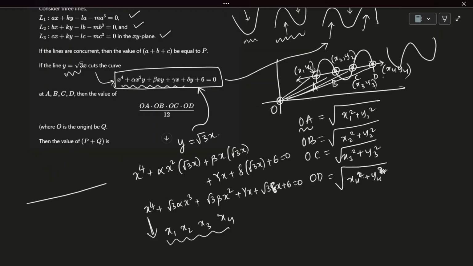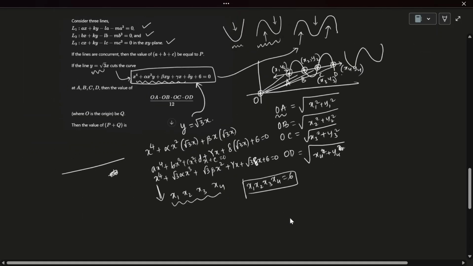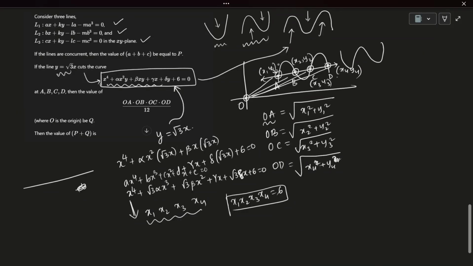From this we get the product of the roots. So the product of the roots x1, x2, x3, x4 is equal to 6. We have to compare with ax^4 + bx^3 + cx^2 + dx + e = 0. Generally the product of the roots is e by a, that is 6 by 1, that is 6. Okay, so we got x1 x2 x3 x4 equal to 6.